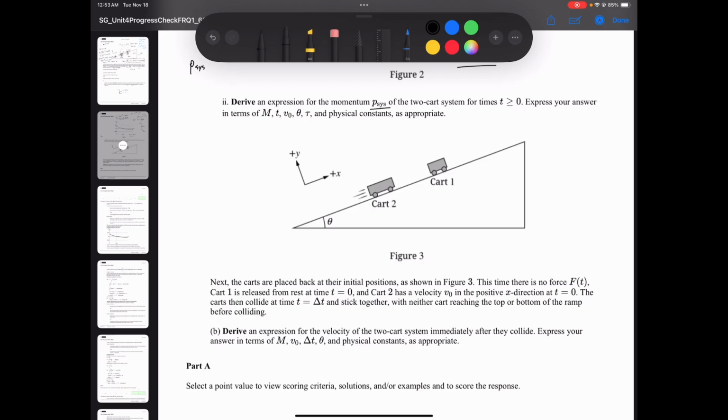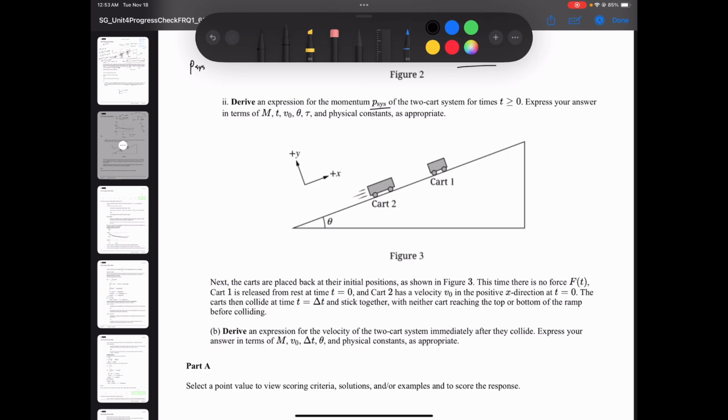Now we have a new situation. The carts are placed back in their initial positions as shown in figure 3. This time there's no force F of t, and cart 1 is released from rest at time t equals 0. Cart 2 has velocity v naught in the positive x direction, and then they're going to stick together, so it's going to be a perfectly inelastic collision. We have to derive an expression for the velocity of the two-cart system immediately after they collide, and express our answer with the same kind of physical constants.